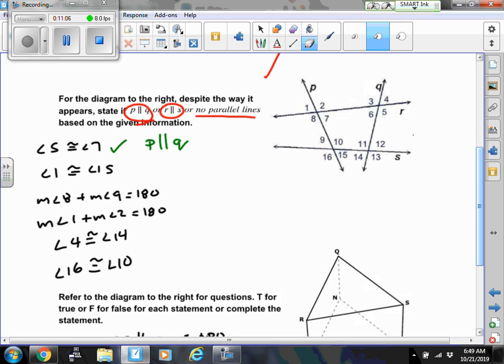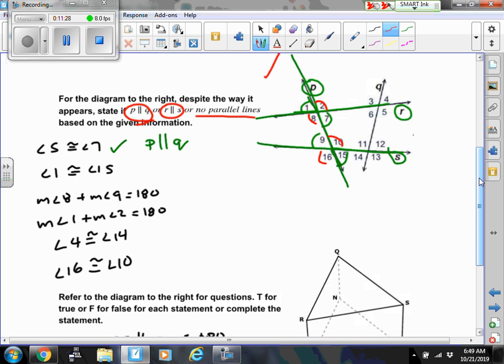The next problem is 1 and 15. 1, 15, extend, extend, extend. Now I believe that R and S are the ones I'm checking to see if they're parallel, but it has to meet the pattern: 1, 7, 9, 15. It appears that 1 and 15 should be congruent. They're going to be the same color. C1 and C15, they're both the same color. They are congruent. Therefore, my two lines, not P, P is my transversal, R and S have to be parallel.